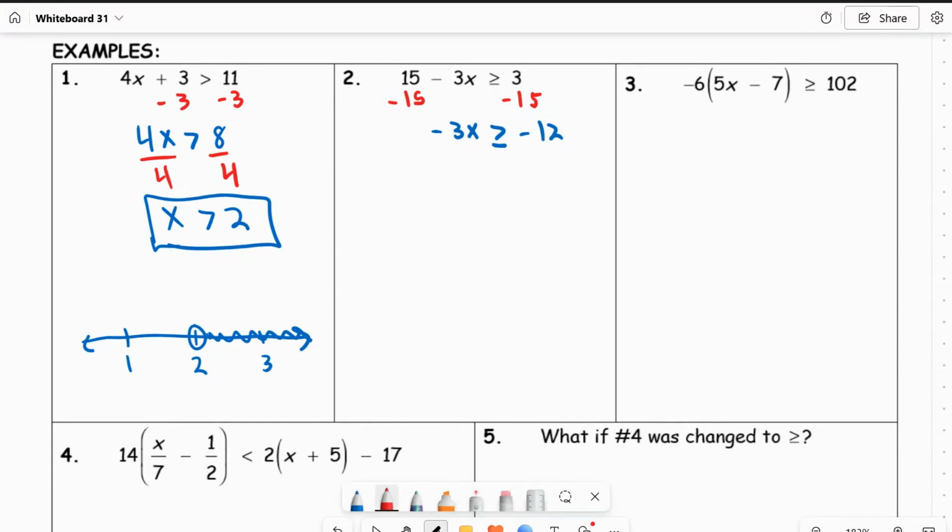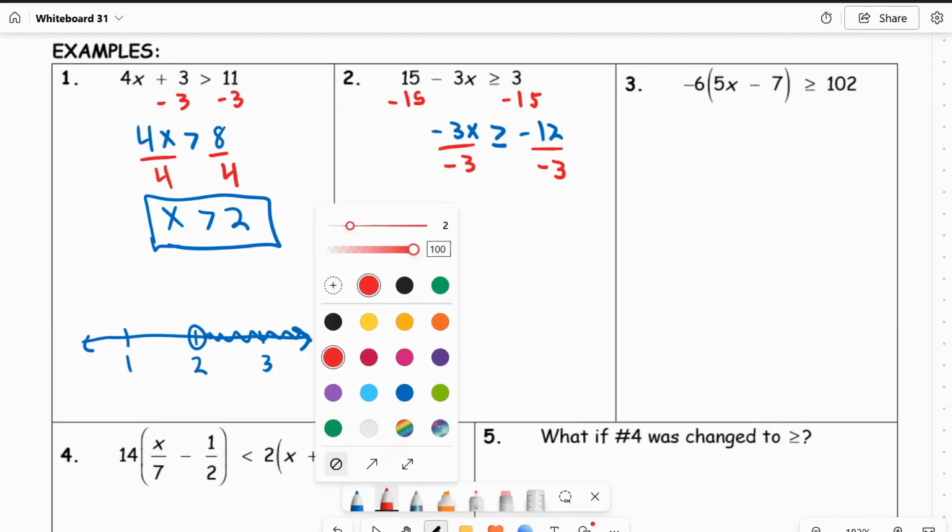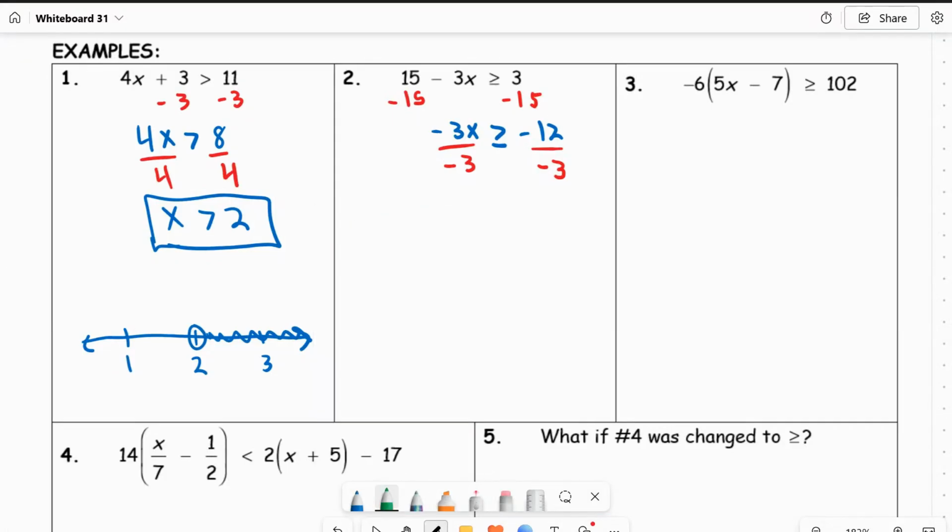Next, let's go ahead and divide my coefficient. So I'm going to divide both sides by negative 3. And remember, when you divide both sides by a negative number, you need to flip your inequality symbol. So that's going to leave me with x is now less than or equal to negative 12 divided by negative 3, which is a positive 4. And that's going to be my final answer.